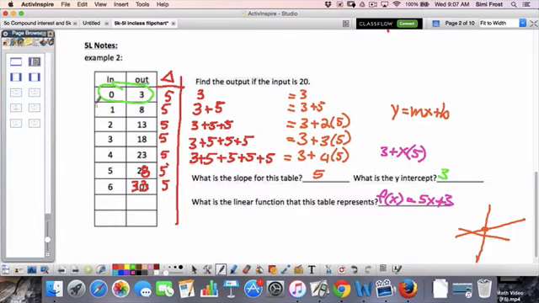But if you're going up by a different number, you'd find the change in x, put them over each other, and then figure out where 0 is on your chart. And that would be the y-intercept right there. All right, so we still haven't answered our question. Find the output if the input is 20. Well, now we have a linear function, so we're just going to plug in: y equals 5 times 20 plus 3, and we get 103.